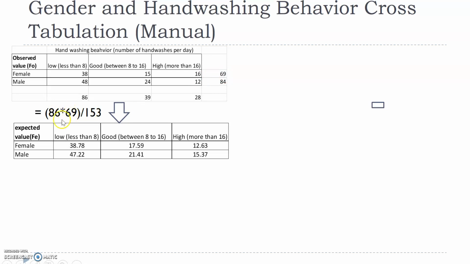86 multiplied by 69 divided by total number of samples. Total number of samples I have taken is 153 students who had responded. So if I find out that value, that value will give me 38.78. Similarly, other values I'll calculate.